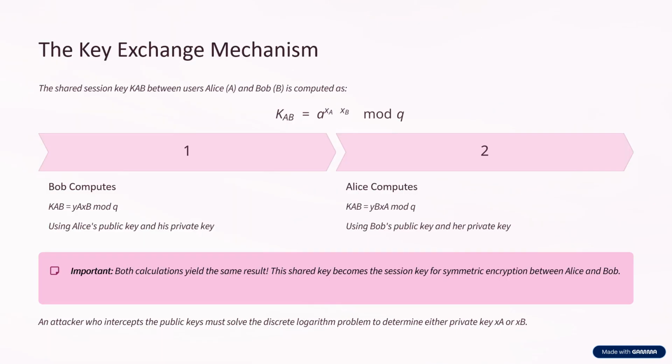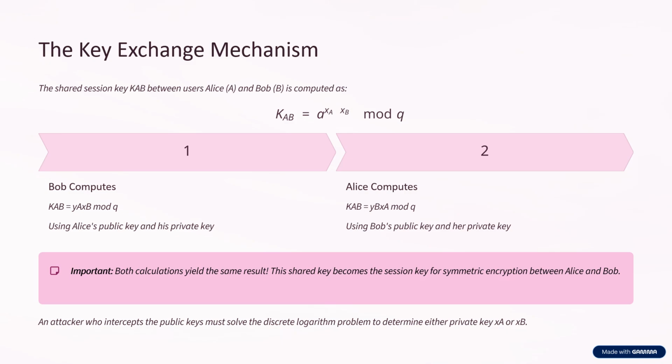Key exchange mechanism. Once the public keys are exchanged, both users can compute the shared session key. Bob computes the key using Alice's public key and his private key using the formula KAB equals YA to the power of XB mod q. Similarly, Alice computes the key using Bob's public key and her private key using the formula KAB equals YB to the power of XA mod q.